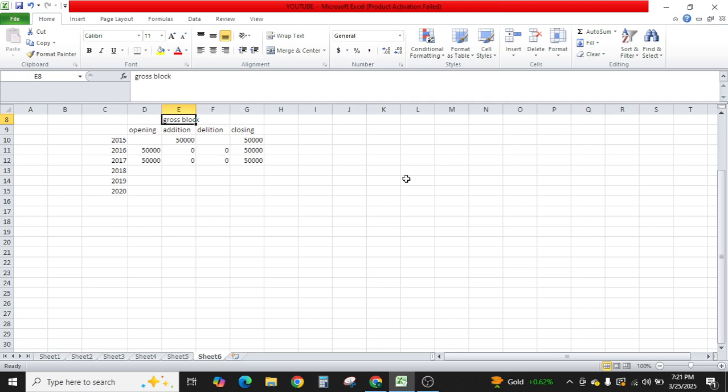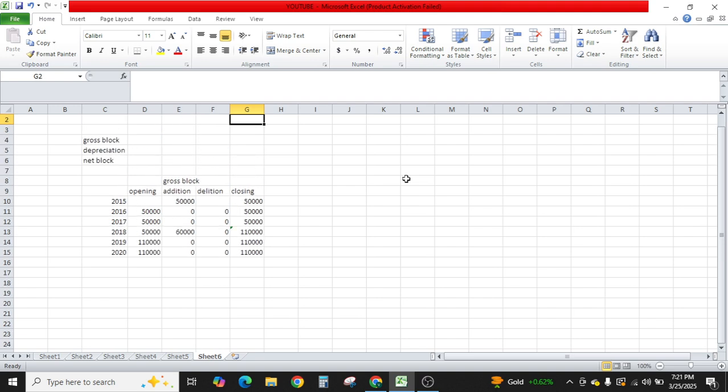Now the opening will again be 50K, but this year we have purchased another machinery worth 60K. We are not selling any item, so closing will be this plus this, and the opening will be the previous year's closing. Now in 2019 we are not buying anything, so addition 0, deletion 0, and closing will be the same as opening. The same way for this one. So this is gross block.